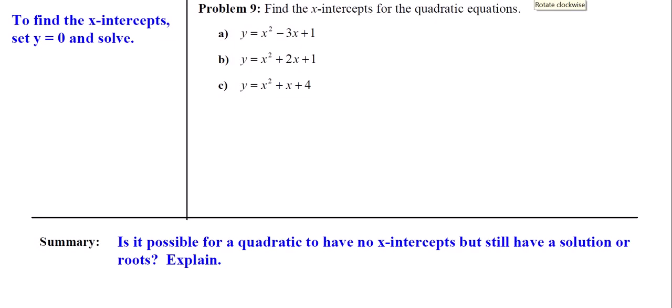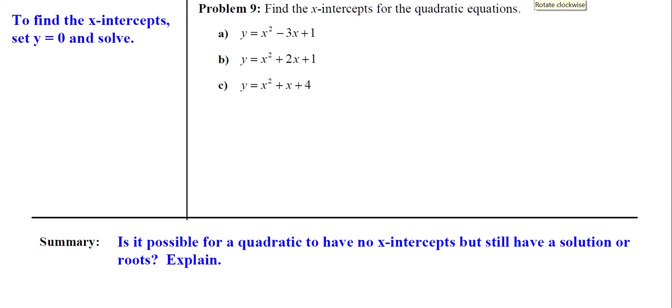So problem 9 is a continuation of problem 6, where we were finding the x-intercepts. And recall that to find the x-intercepts, we set y equal to 0, and we solve. And then the two roots or solutions that we get, we're going to express in final terms as points, because x-intercepts are points.